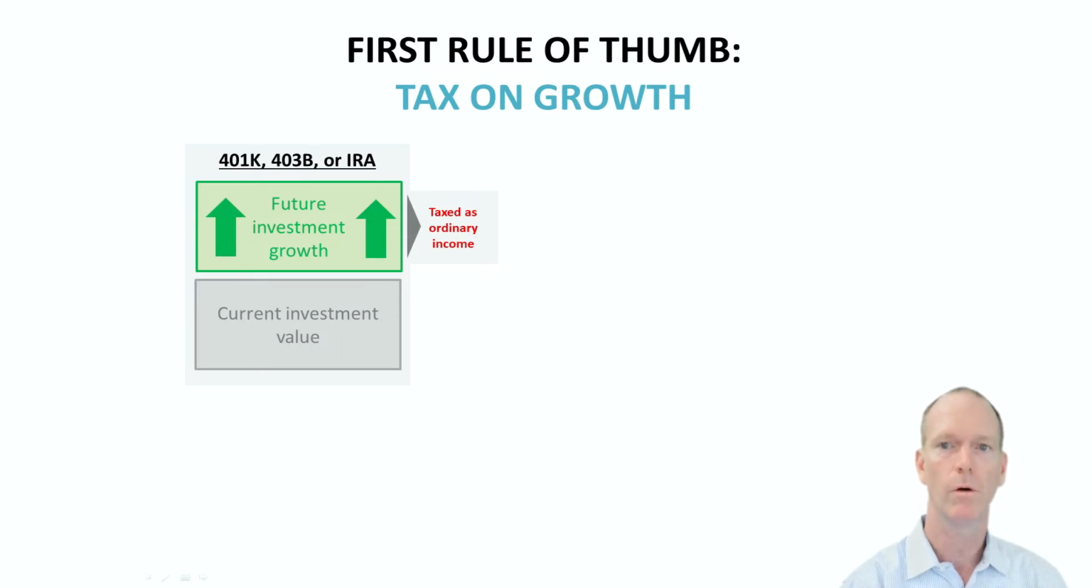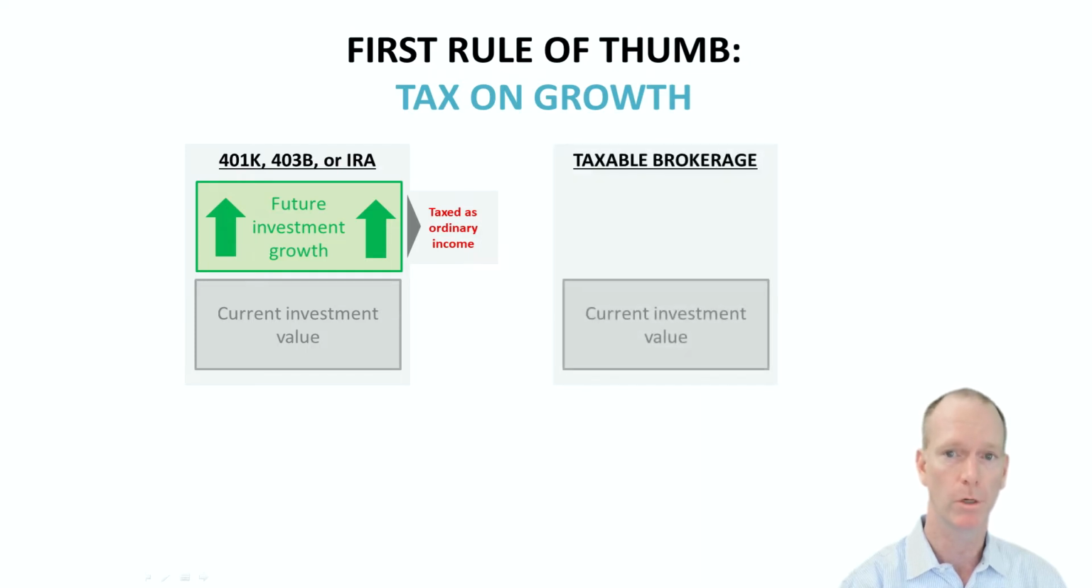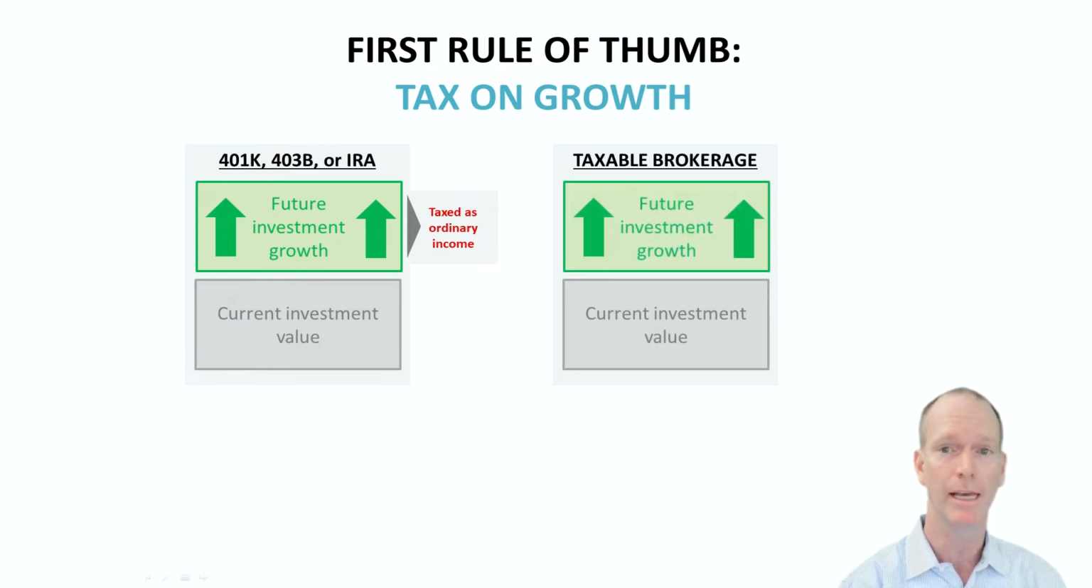Now let's consider what would happen if we place this higher growth stock allocation in a taxable brokerage account. If we put it in a taxable brokerage and then we experience this future growth that we expect, when we do ultimately take money out, we're only going to pay capital gains on that growth. And that's going to be a much lower tax rate than ordinary income, as if we put it inside of a tax-deferred account.